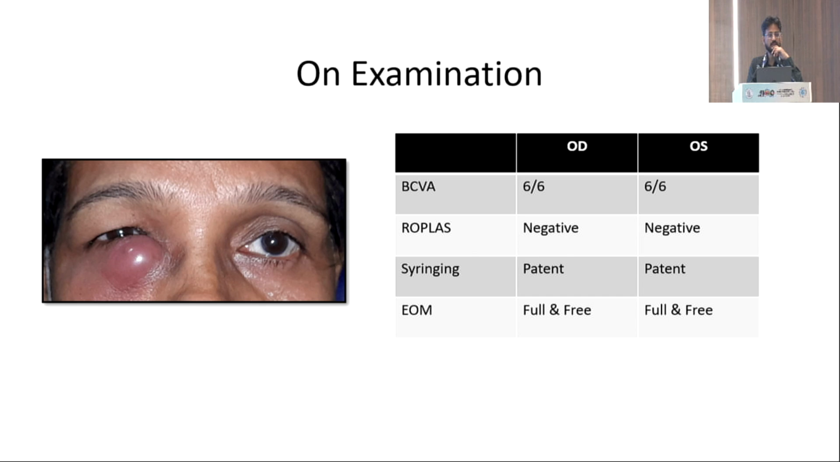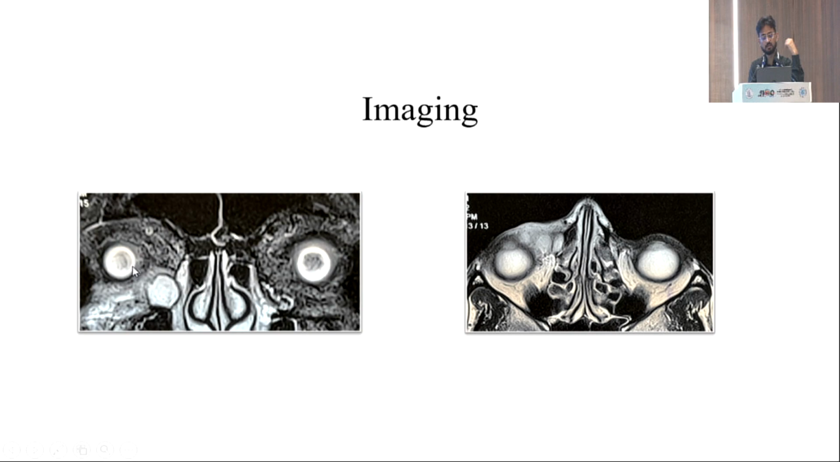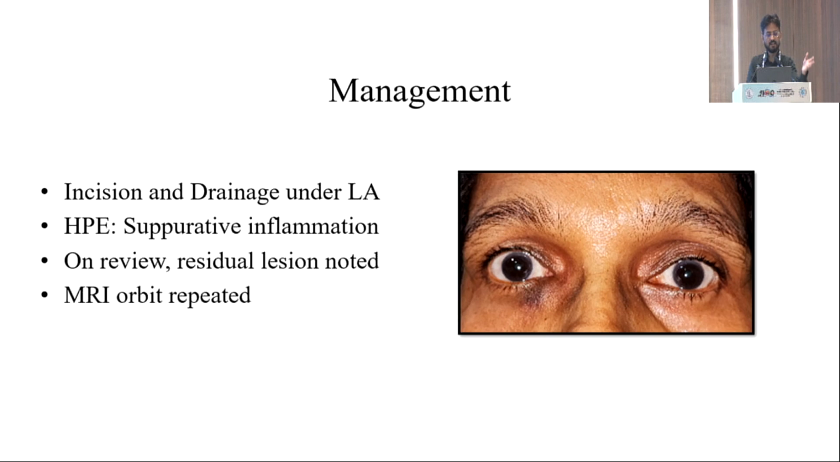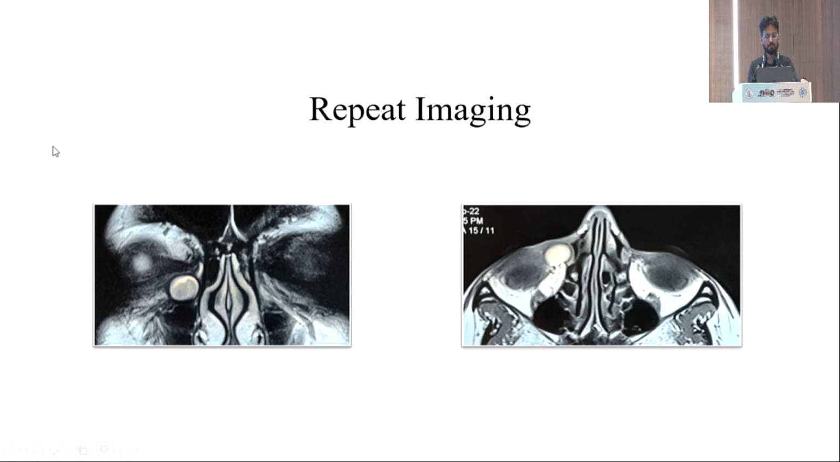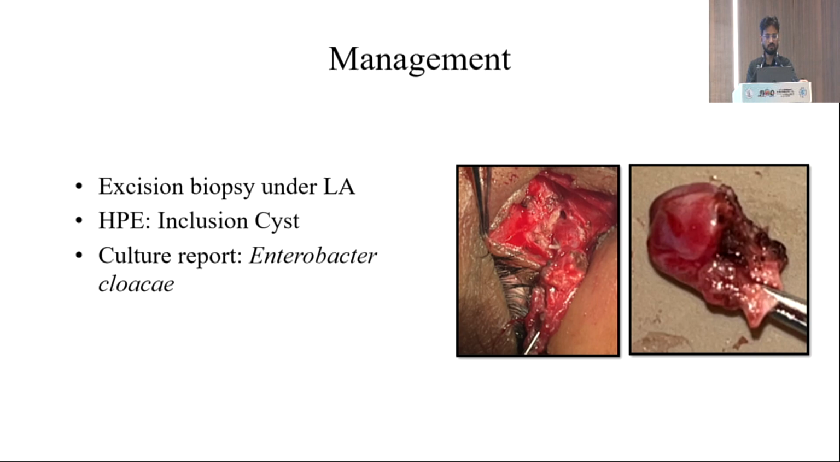This is the imaging of the patient where you see a hyperintense cystic mass adjacent to the nasolacrimal duct. As I told, the patient underwent incision and drainage, but then again presented with a residual mass in the same area, and the imaging showed a residual swelling in the same area. So now we had to do something else. We went ahead, opened the sac area, and what did we find?